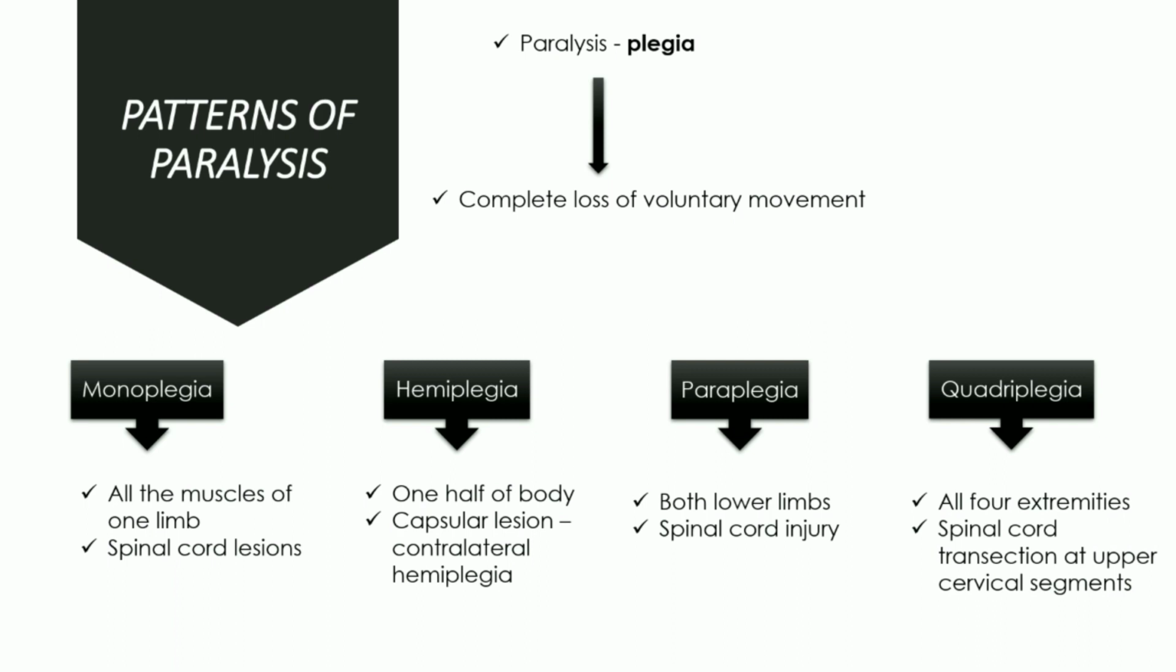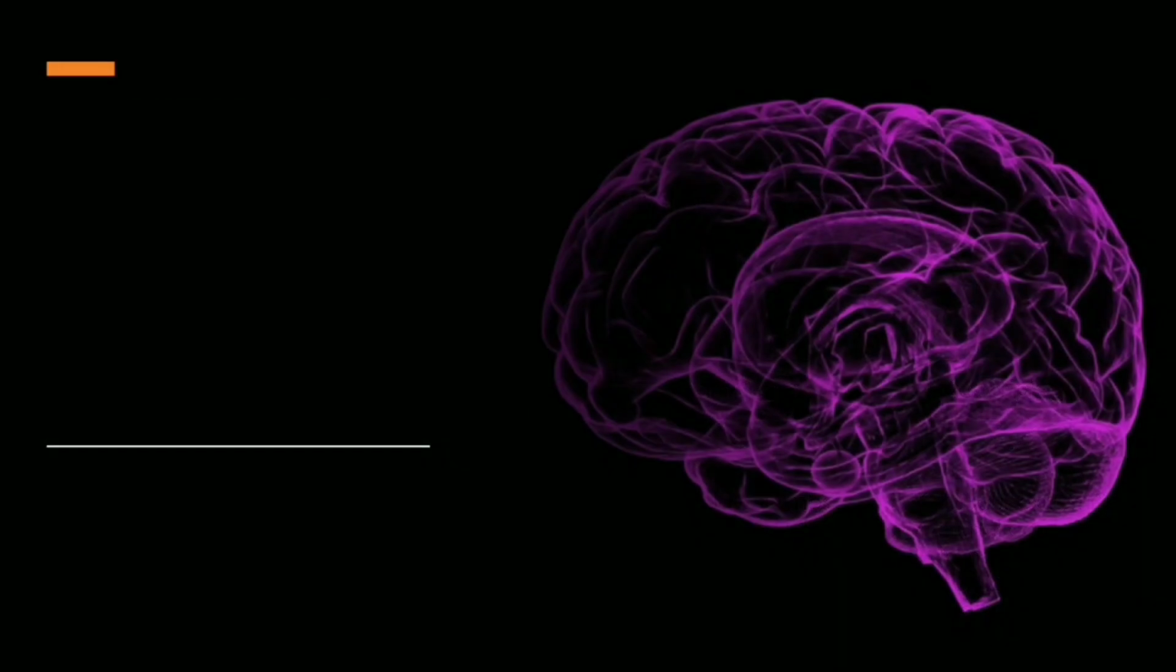So these are the 4 different patterns of paralysis which are seen associated with damage to an upper motor neuron, a lower motor neuron, or a spinal cord transection. So that is about the pyramidal tract, its course, and the different lesions associated with the pyramidal tract.